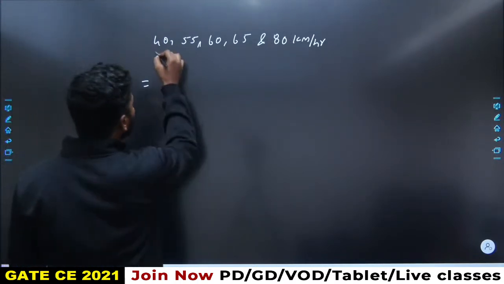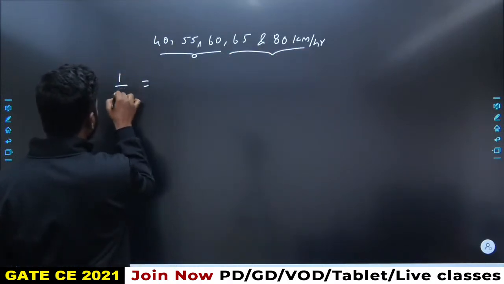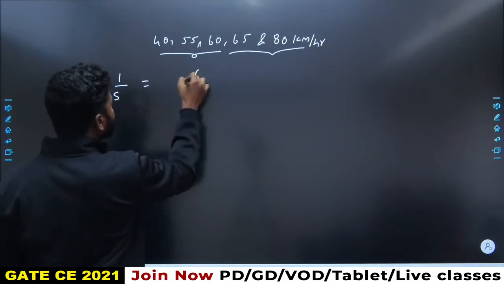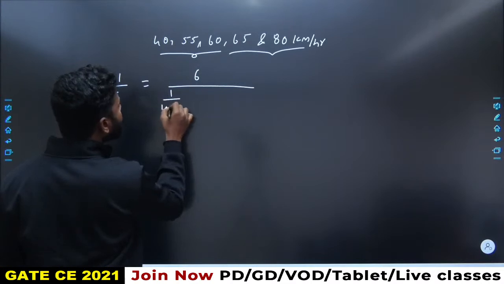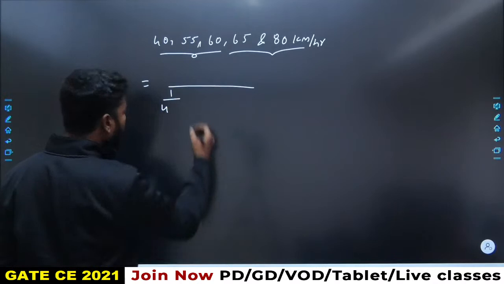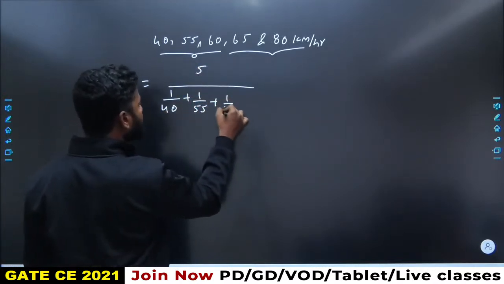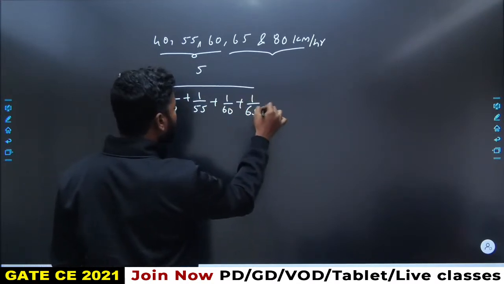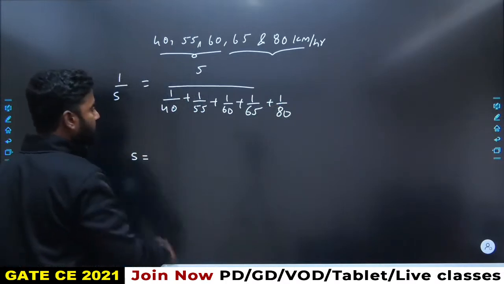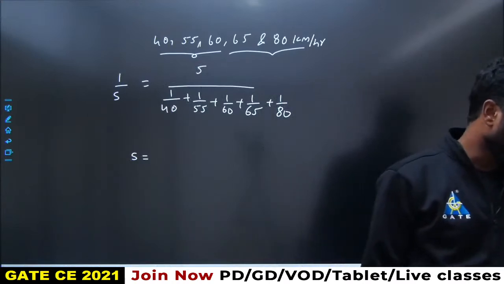So how many speeds are here? This is 5. 1 by space mean speed is equal to 5 upon 1 by 40 plus 1 by 55 plus 1 by 60 plus 1 by 65 plus 1 upon 80. Fine. Time mean speed is the arithmetic mean. Space mean speed is the harmonic mean.